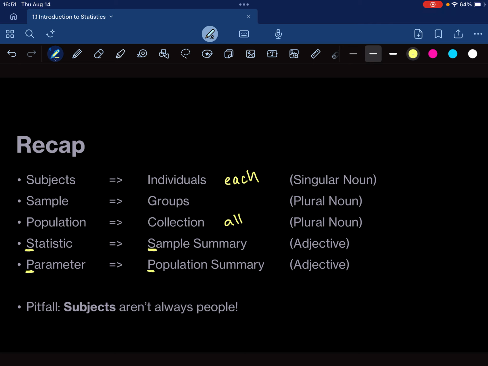And just be careful of the pitfall. Subjects aren't always people. They can sometimes be places or things as well, like for our example, our dinner reservations.